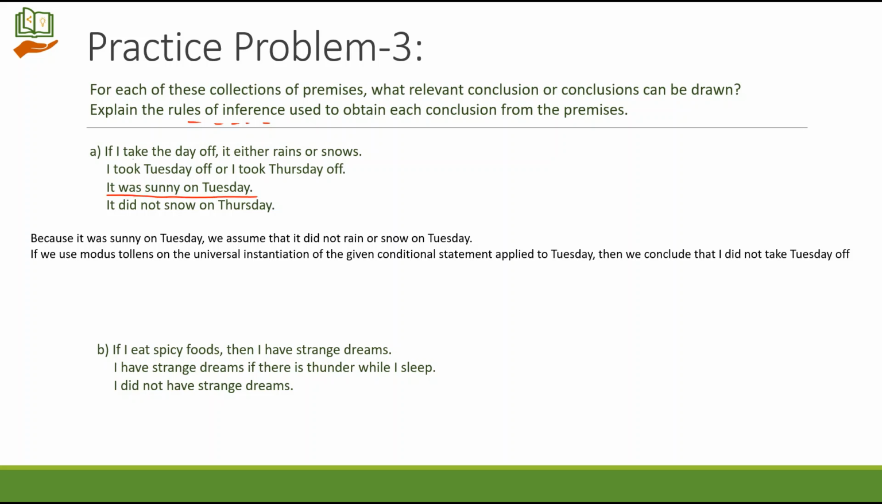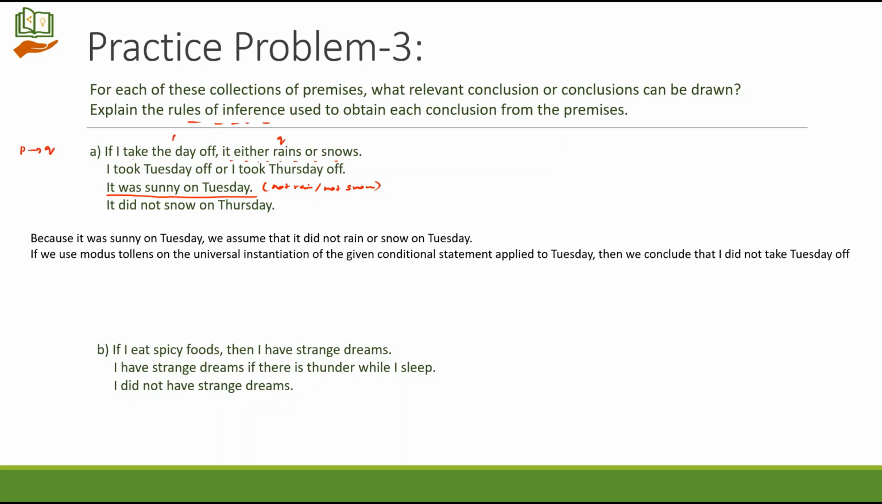What does sunny on Tuesday mean? It did not rain, it did not snow. What does the first premise say? If I take the day off, it either rains or snows. So this is P implies Q.